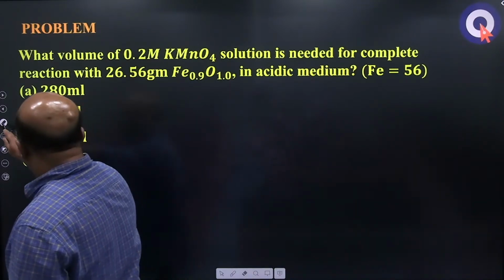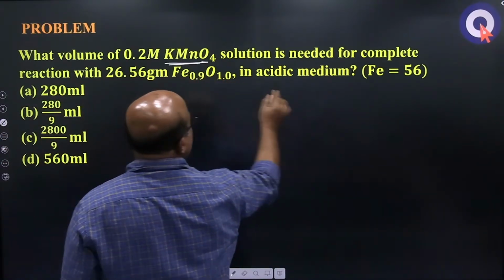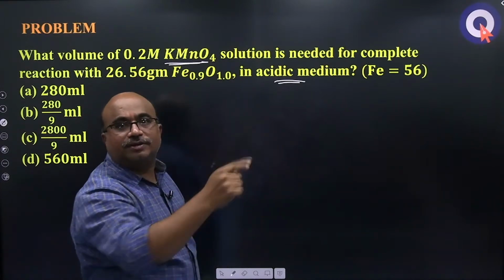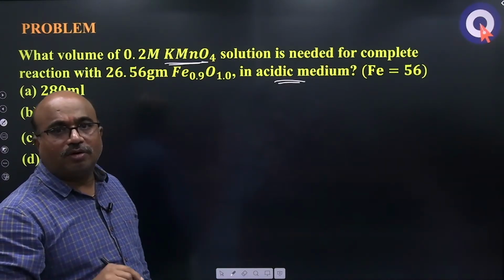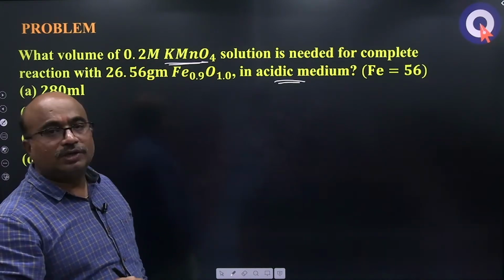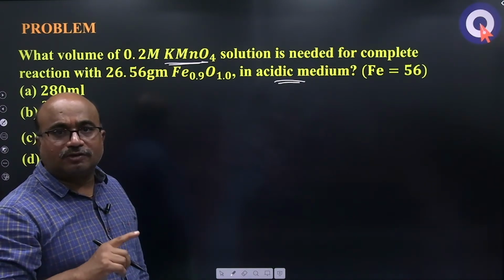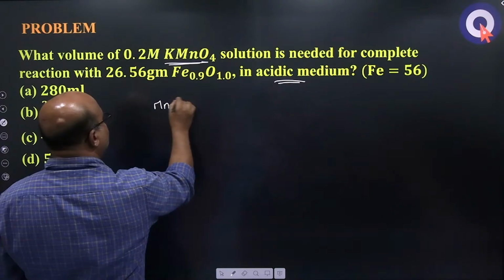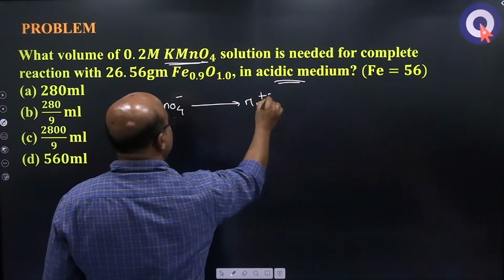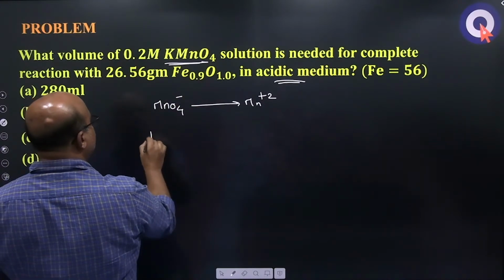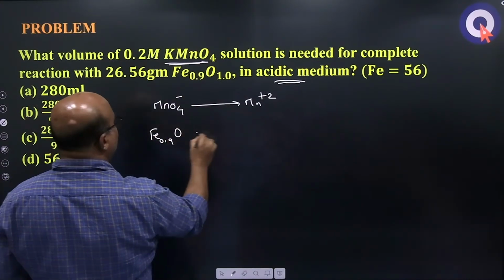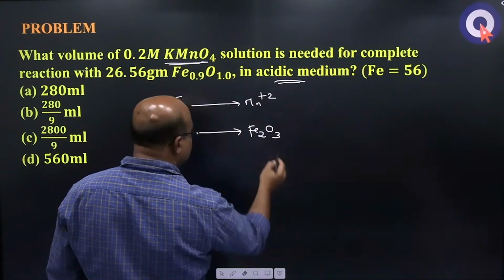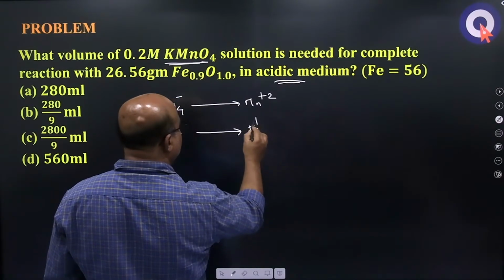So what we usually say about KMnO4 in acidic condition is that manganese changes from the +7 state to the +2 state. Hence KMnO4 is an oxidizing agent, where it gets reduced. So MnO4⁻ is converted into Mn²⁺, and then this FeO or Fe0.9O has to convert into Fe2O3, or simply Fe³⁺.